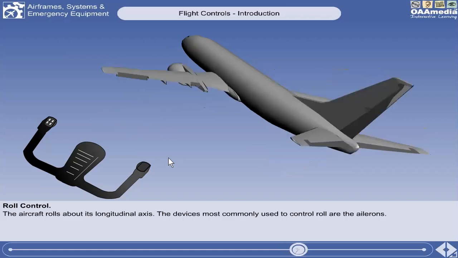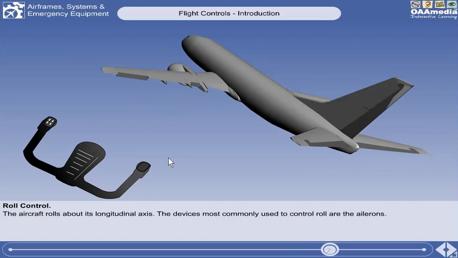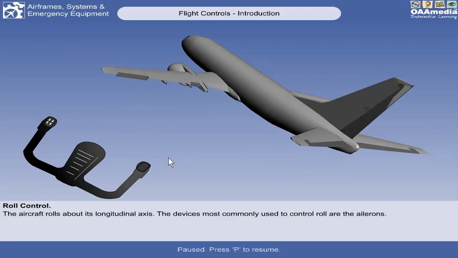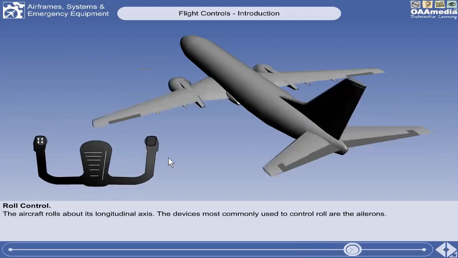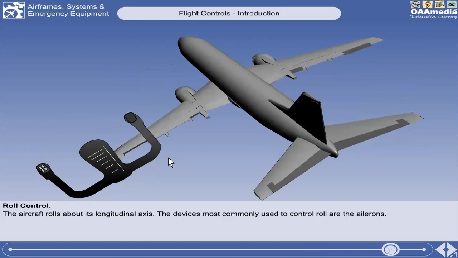And the right aileron to move up. So yun yung nangyayari, no? The aircraft will bank to the right. Or bank or roll to the right. Counterclockwise rotation of the control wheel will have the opposite effect. That is, the aircraft will bank to the left.